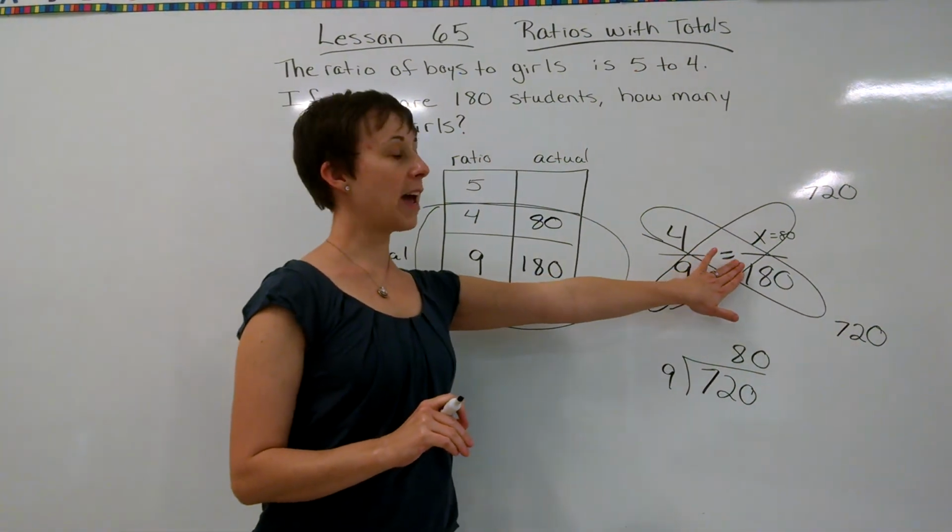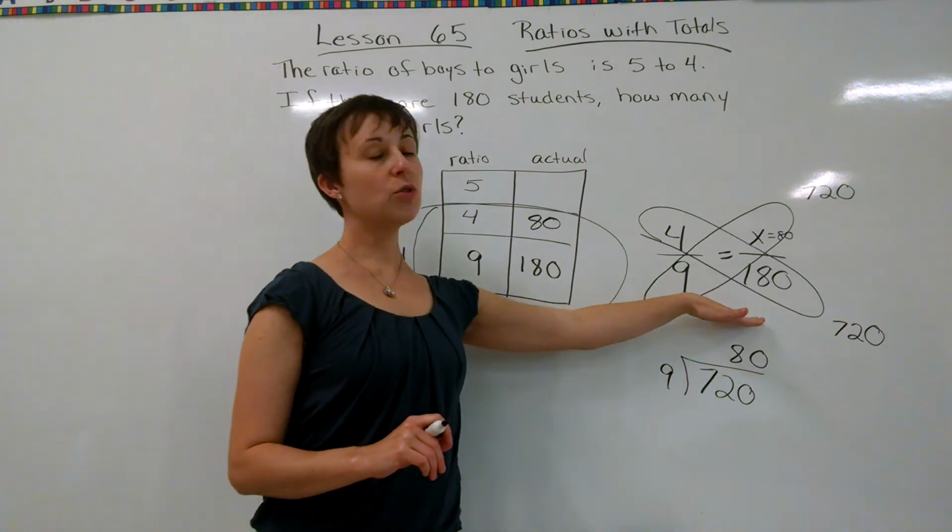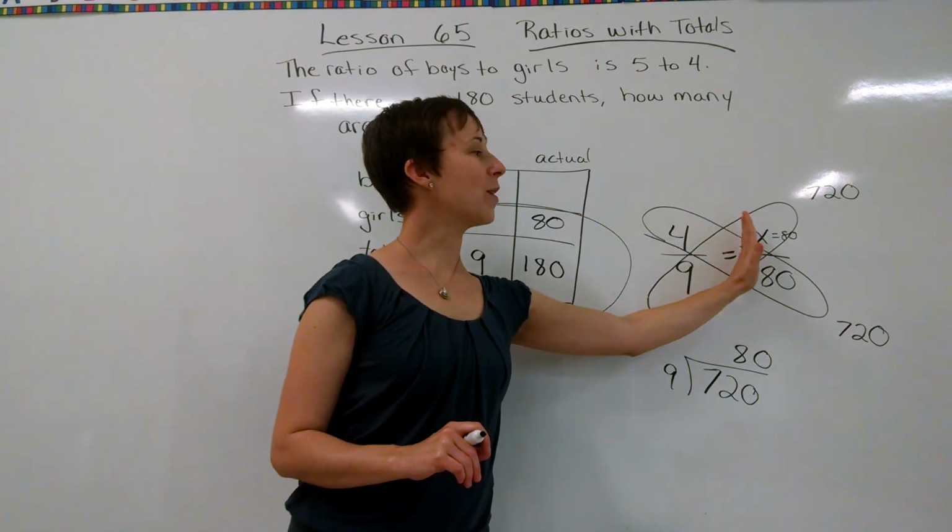So this is a different way to solve the same problem, still using the ratio box, but using what you learned before about comparing 2 ratio numbers.